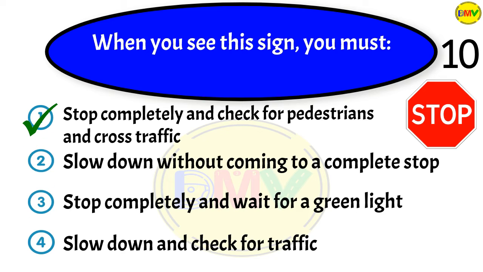The correct answer is 1. Any 8-sided sign is a stop sign. At an intersection with a stop sign, you must stop completely and check for pedestrians and cross traffic in the intersection. Wait for the intersection to clear before proceeding.